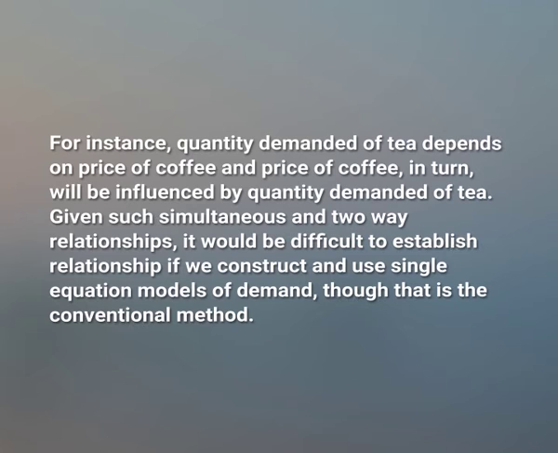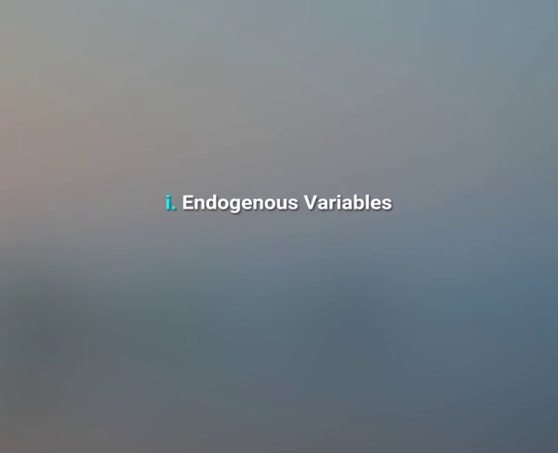Now, given such simultaneous and two-way relationships, it would be difficult to establish a relationship if we construct and use single equation models of demand, though that is the conventional method. The most serious limitation of the single equation model is that attention is focused on a single equation. So, to ensure more realistic solutions to economic relationships, the simultaneous equations method gives due recognition to the element of mutual dependence among variables. There are two types of variables that are included in this model. The first one is endogenous variables and the second one is exogenous variables.